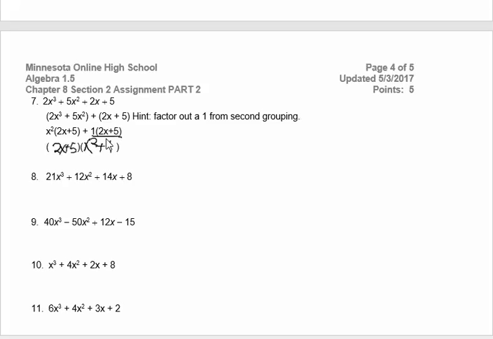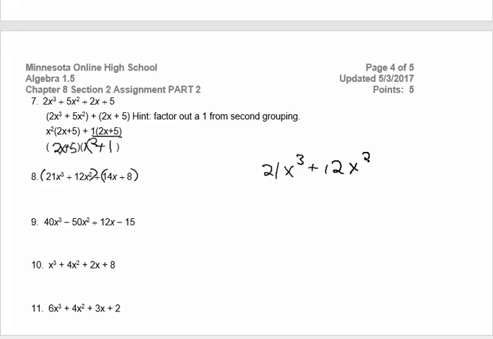All right, let's look at how to do one from scratch. So in number 8, you have 1, 2, 3, 4 terms, so factoring by grouping is the way to go. First step is to put parentheses around the first 2 terms and then around the last 2 terms. Leave the plus sign between our 2 sets of parentheses. Now we really have 2 problems to do. We are looking for the greatest common factor of 21x cubed plus 12x squared. And then we're going to look for the common factor of 14x plus 8.